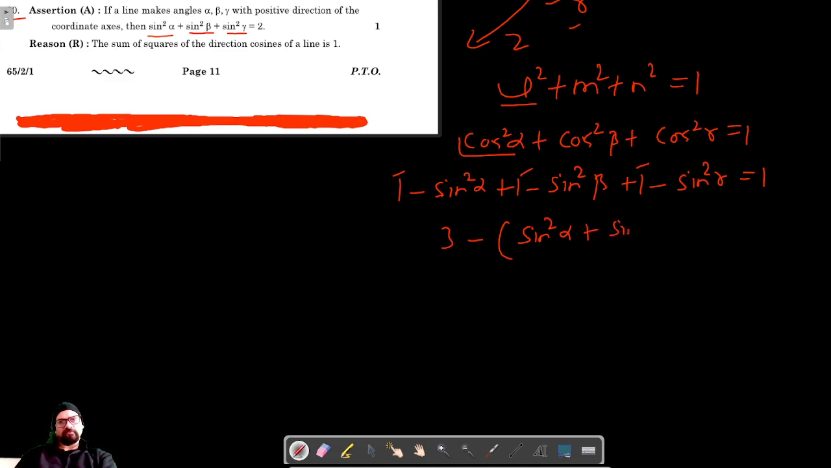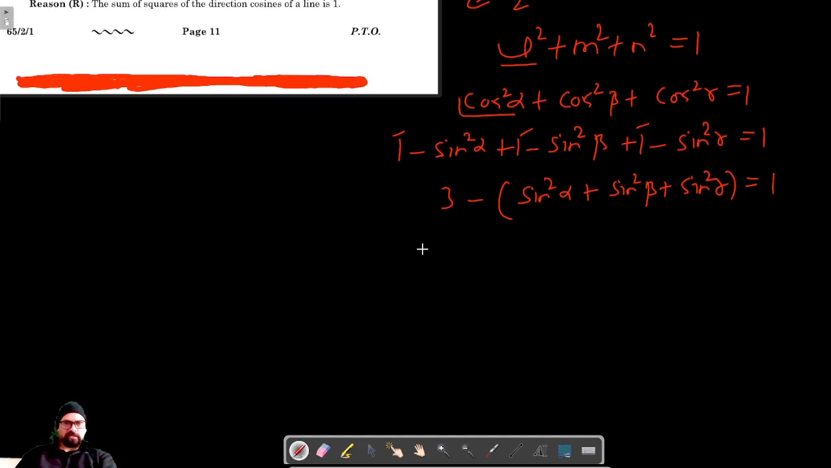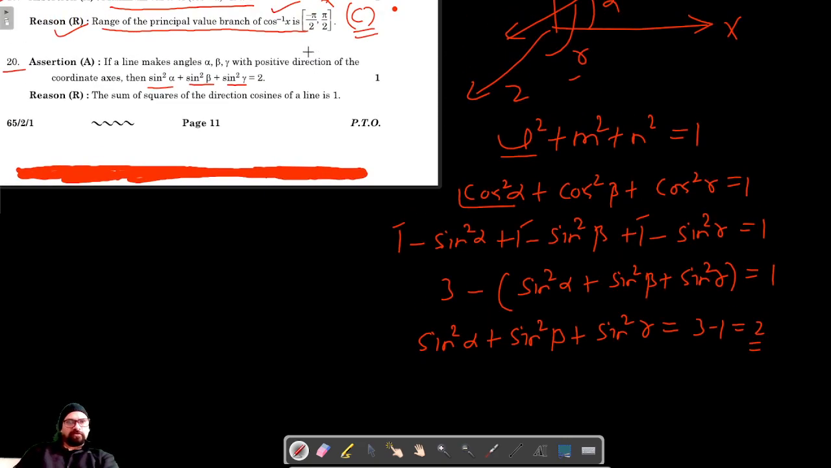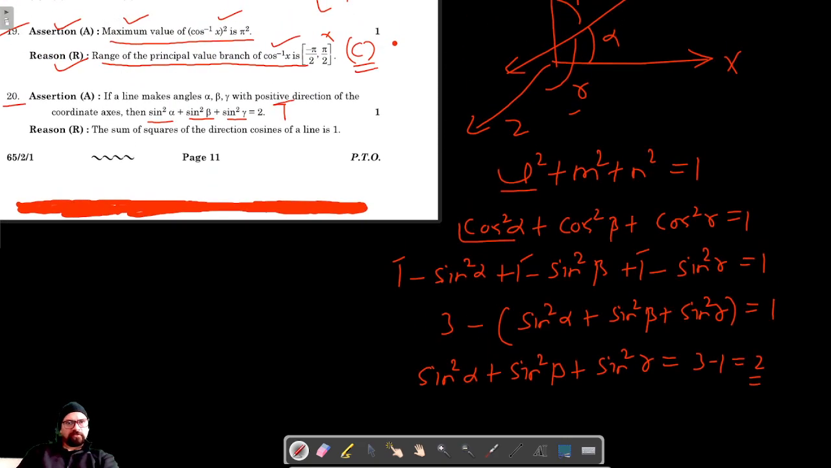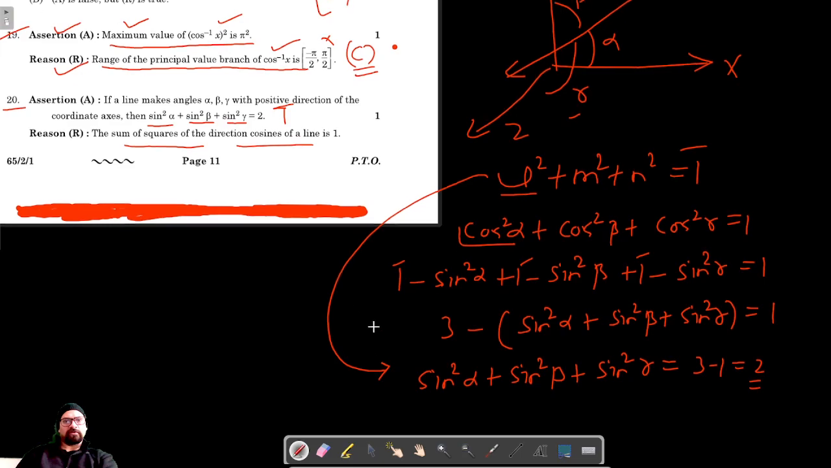for sine square alpha plus sine square beta plus sine square gamma, which is equal to 1, this gives me sine square alpha plus sine square beta plus sine square gamma is equal to 3 minus 1, which is equal to 2. So the assertion is true, and the sum of the squares of direction cosines of a line is 1. So this is the reason why we got this.